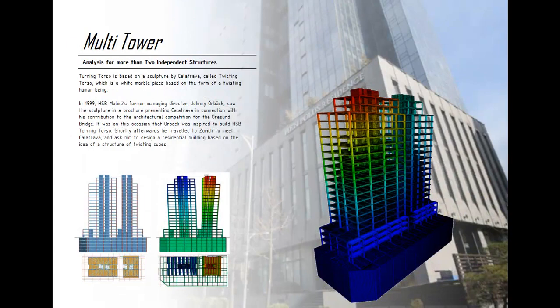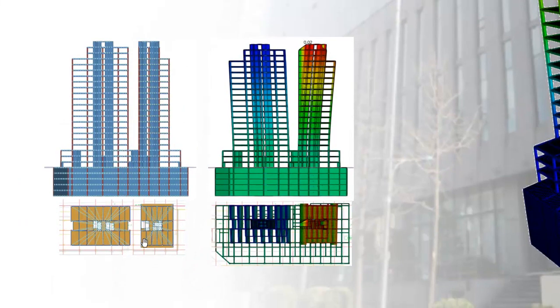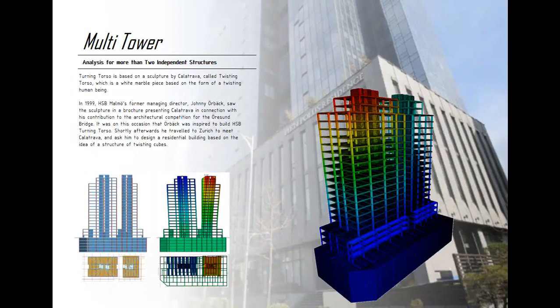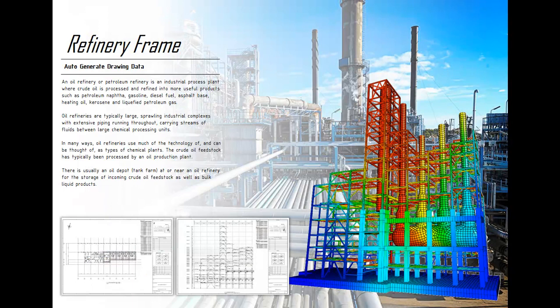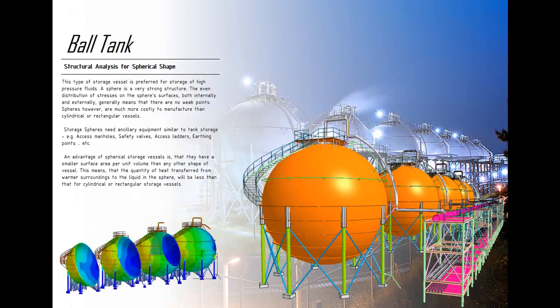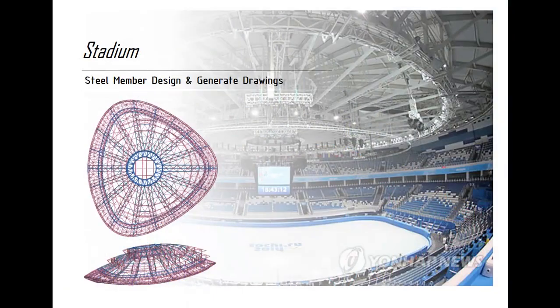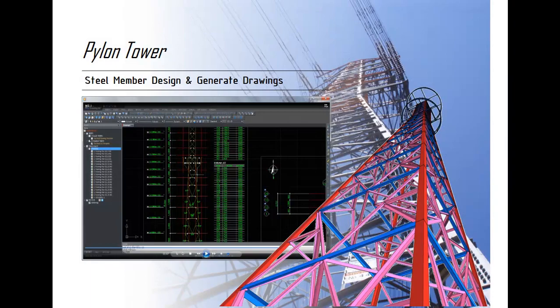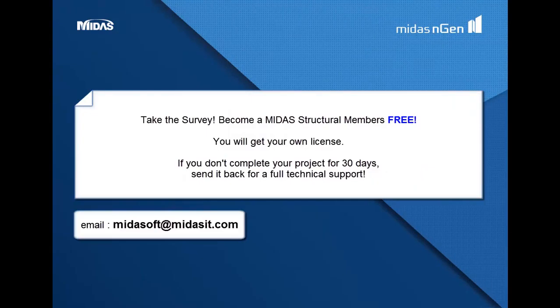And moreover, if you have a structure in which you have a common base and then two towers are supported on the common base, then nGen can be used for it quite easily. Similarly, for the plant structures or refinery frames or the various other irregular shapes, stadiums, MIDAS nGen can be used.